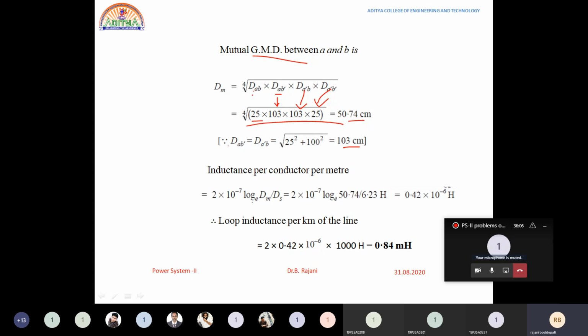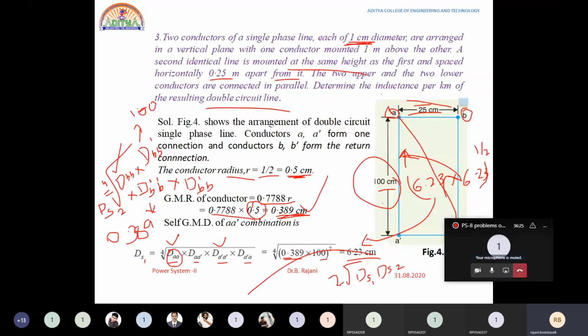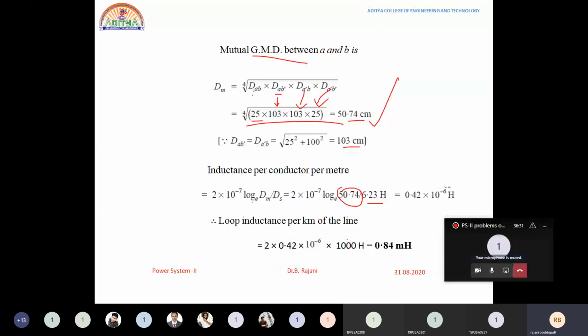So simplifying this, putting these values in this equation, 2 into 10 to the power of minus 7 log e dm by ds is equal to 2 into, see, what is dm? Dm is nothing but the mutual GMD. How much have you got? 50.74 centimeters. What is the self GMD you have got? 6.23 into 6.23 centimeters. So for 1 meter length, this is the value per conductor per meter length.